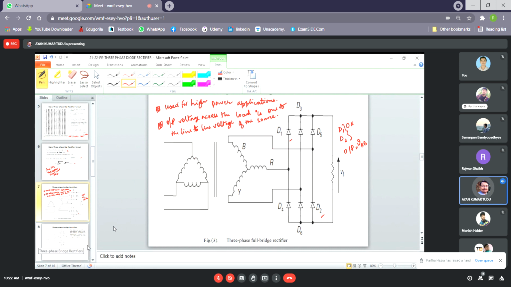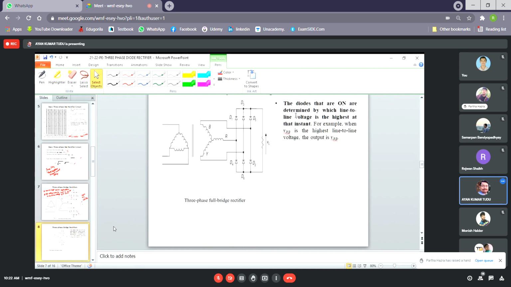So what we can say is that the diodes that are on are determined by which line to line voltage is highest at that instant. For example, taking our example only, when VRB is the highest line to line voltage, the output is VRB.